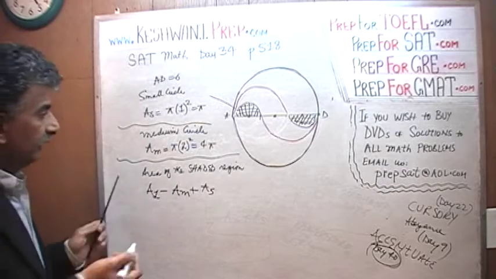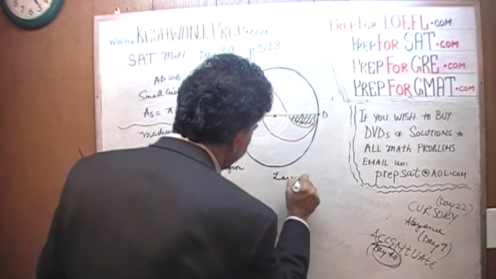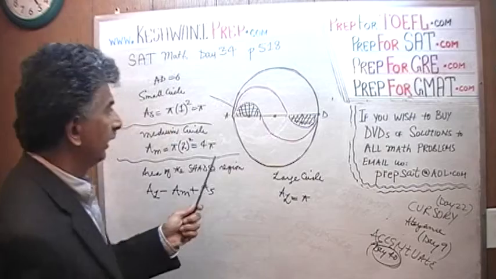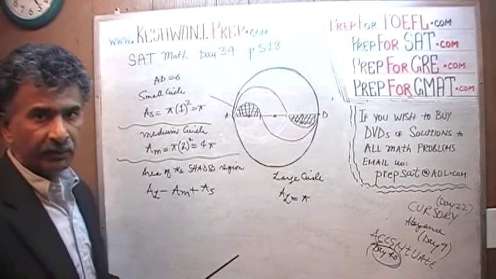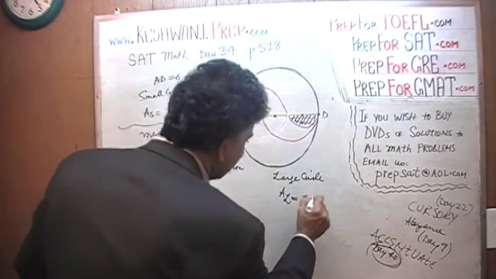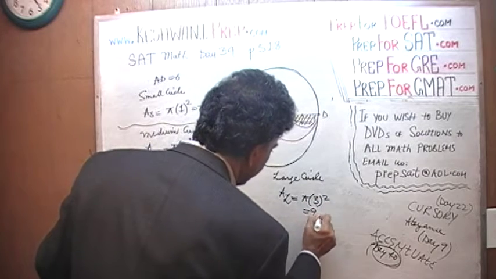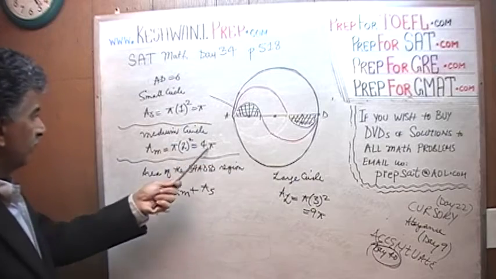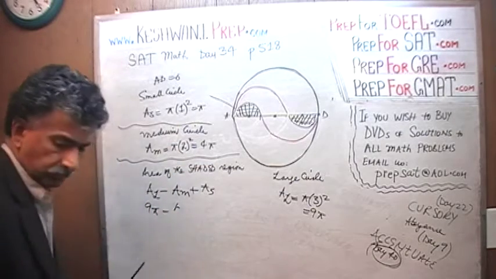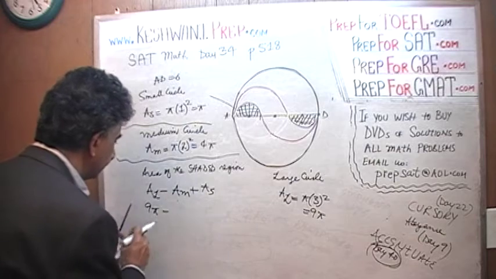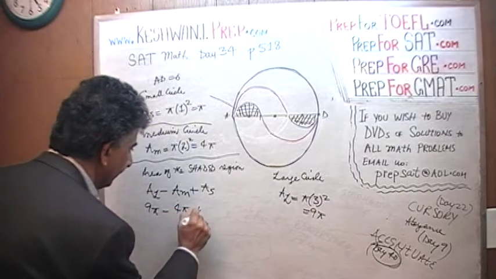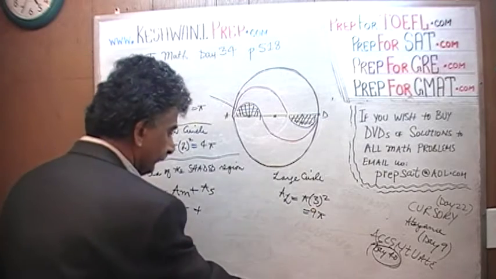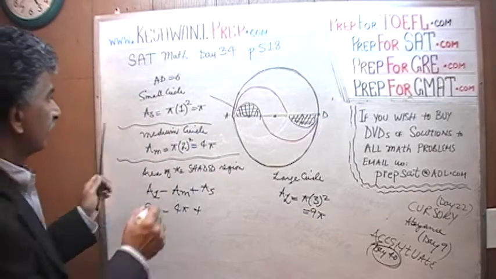Area of the large circle is simply pi r squared, and since from A to D is 6, the radius is 3. Pi r squared, which is 9 pi. So it is 9 pi minus the area of the medium circle, which we found was 4 pi, plus the area of the small circle, which we just found to be pi.